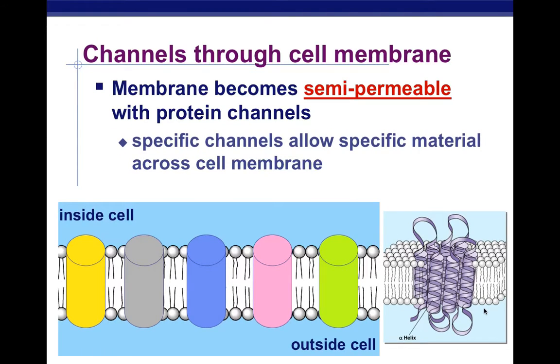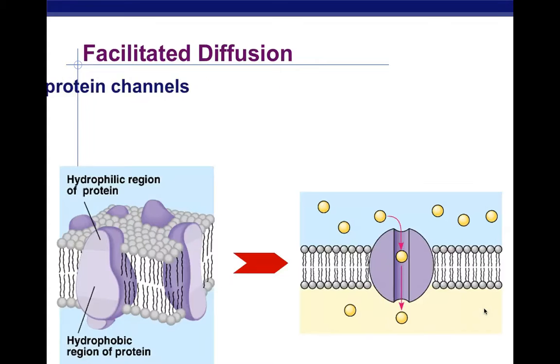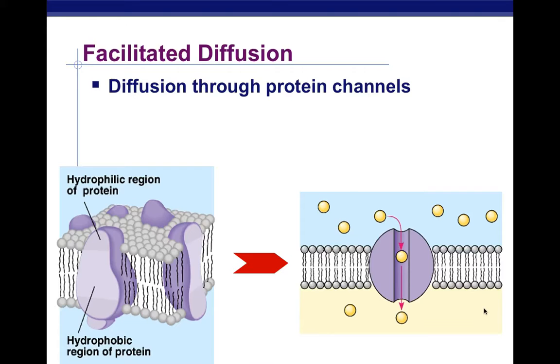So specific channels only allow specific materials through. That's why the color coding is here. It's trying to make a point that a protein channel will not just let anything through. So we see we have a protein channel for sugars, one for amino acids, one for water. Those are called aquaporins. That's a good thing to know. One to let salts out, and one to let ammonia out. So these protein channels are going to allow diffusion to occur through a process called facilitated diffusion.